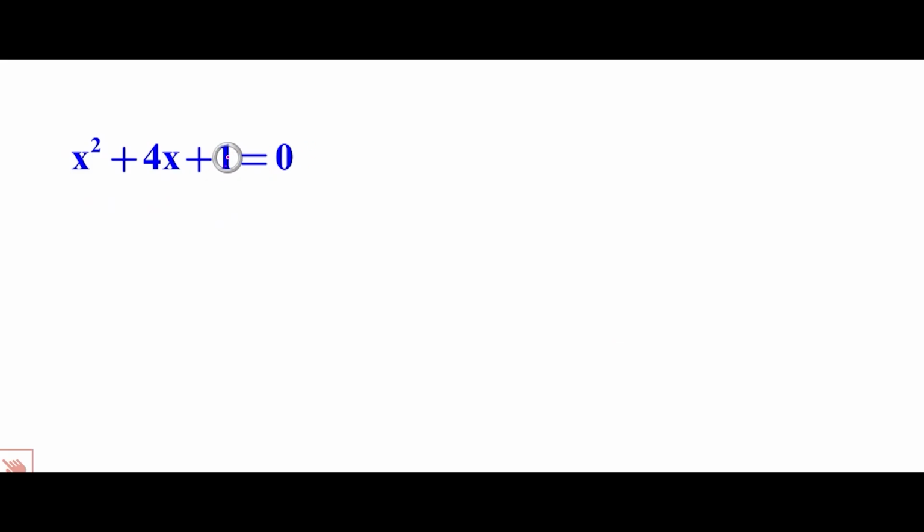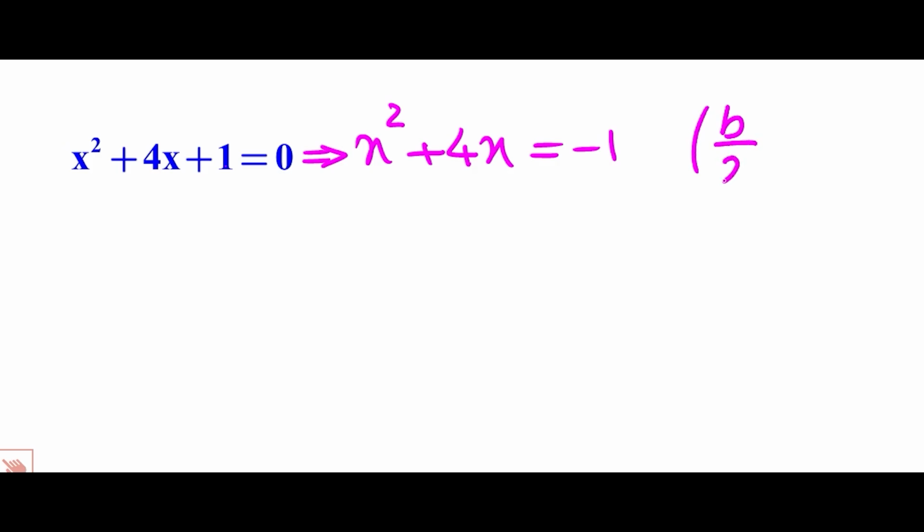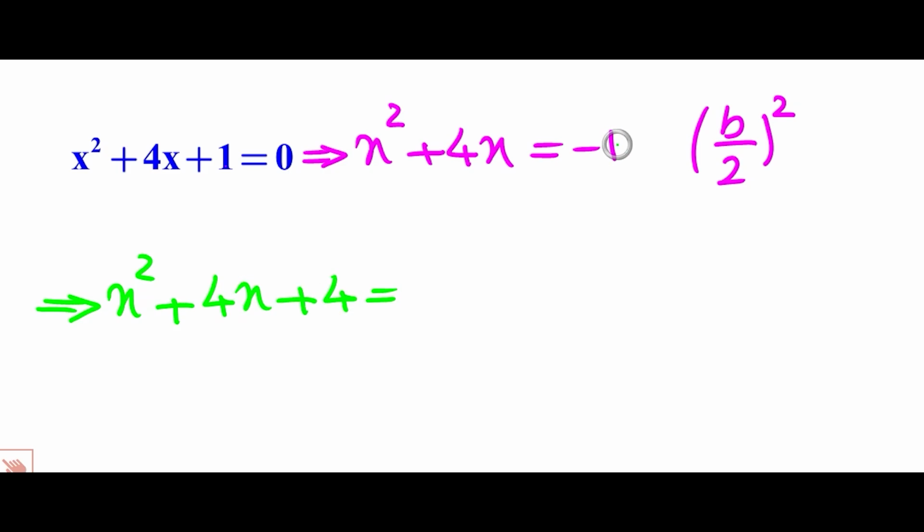Again, first move the constant term to the other side. So we have x squared plus 4x equals negative 1. Now add b over 2 squared to both sides. b is 4, so 4 over 2 is 2, squared equals 4. So we have x squared plus 4x plus 4 equals negative 1 plus 4 is 3. So we have x plus 2 squared equals 3, right?